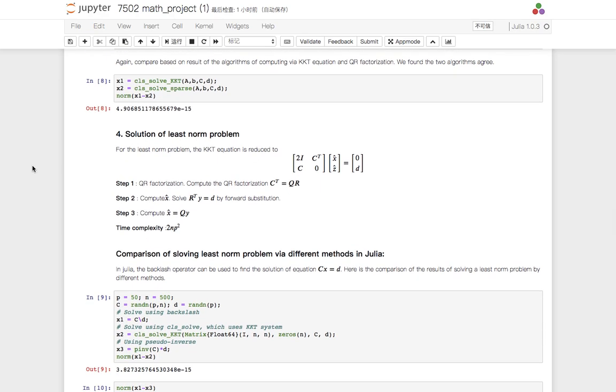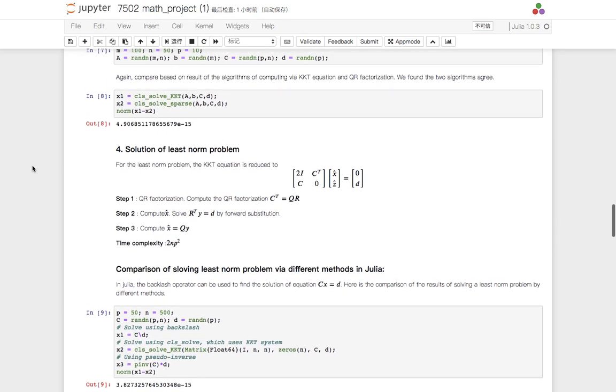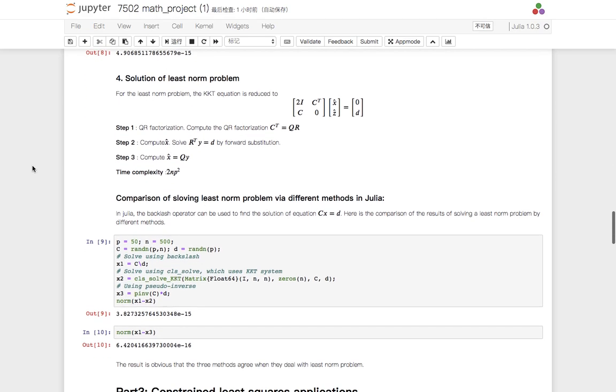As what I mentioned before, there is a special case of CLS, which is called the least norm problem. The solution of this problem is shown in this section.